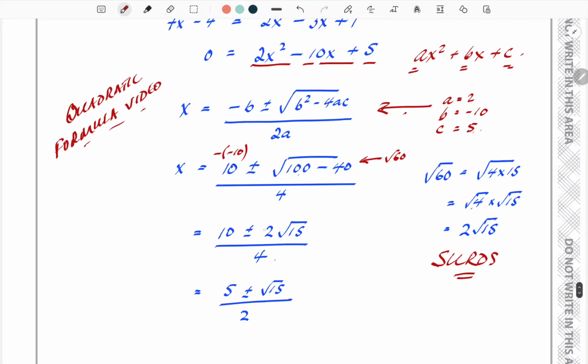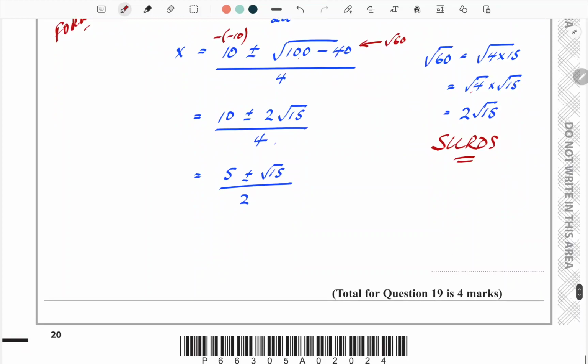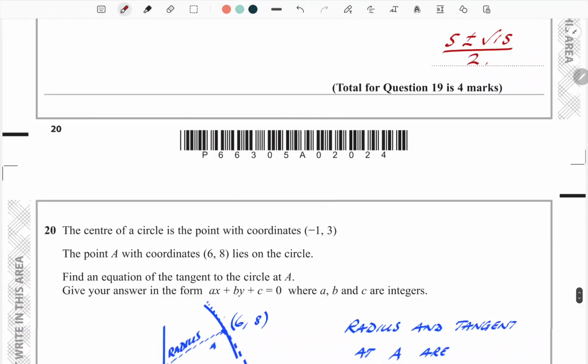And cancel 2 top and bottom, okay? And you're left with 5 plus minus root 15 over 2. And that is actually the answer. I suppose I should write it in, shouldn't I? Okay, there you go.